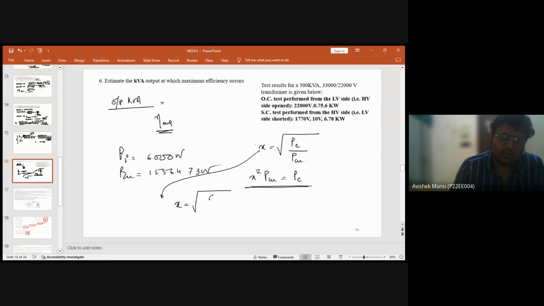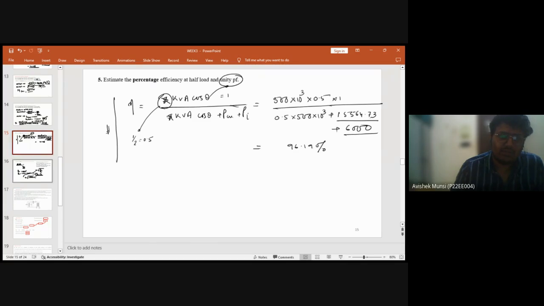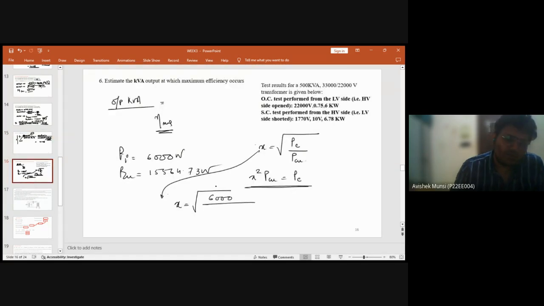That is, this is 6,000 by how much it was? Copper loss was 15564. Put it as 15570. If you calculate it, so don't need to calculate.